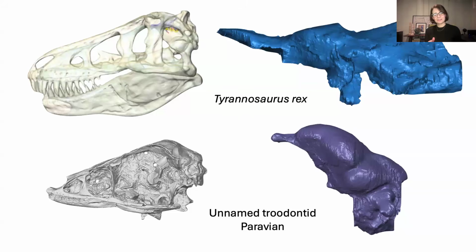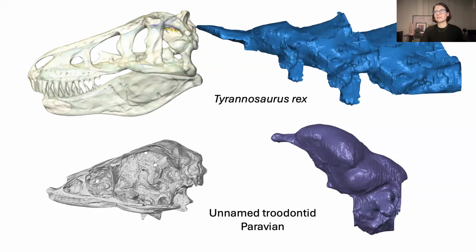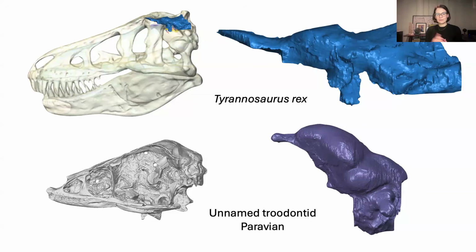But now let's see how T-Rex actually compares to some of these paravian dinosaurs. So at the bottom is a troodontid dinosaur. And so once again, we can see about how big the brain relative to at least the skull size was for T-Rex. Now, when we look at this paravian, it's pretty strikingly different. The paravian really does have a much larger relative brain size than Tyrannosaurus rex did. It actually looks very bird-like.